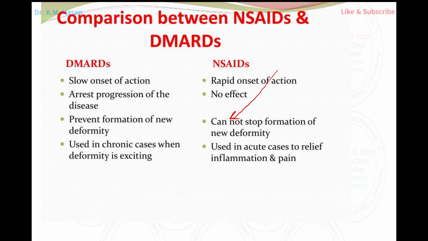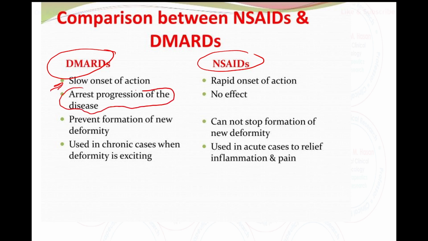Okay, the last one here, like a reminder, a comparison between NSAID and DMARD, between methotrexate and NSAID. Okay, the DMARD slow progression of the disease. It says DMARD arrest progression of the disease, but we have a question mark here, it's not correct. It does not arrest, it slows progression, prevents formation of new deformity, and is used for chronic cases when the deformity exists.